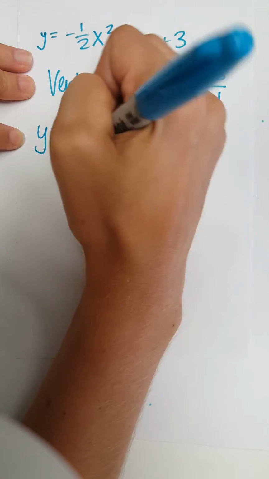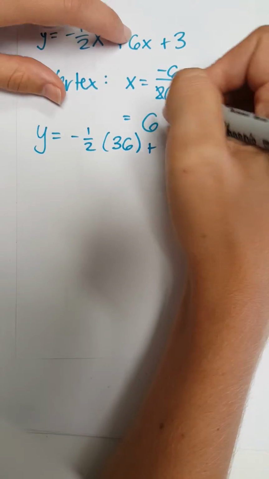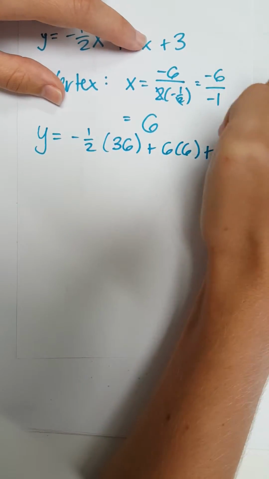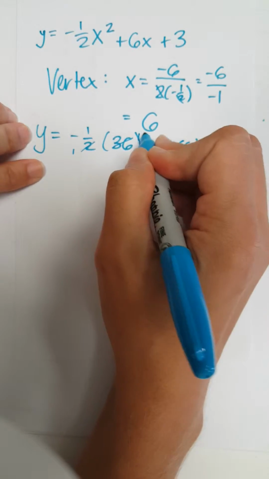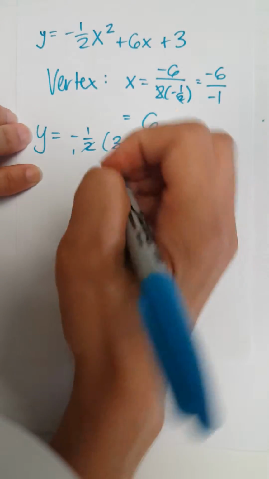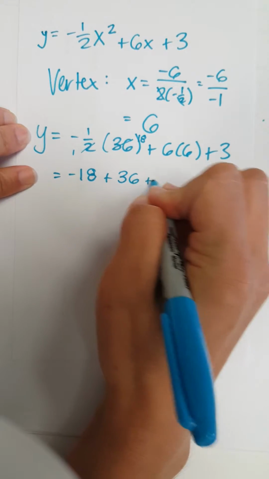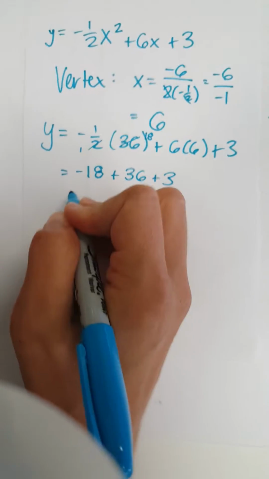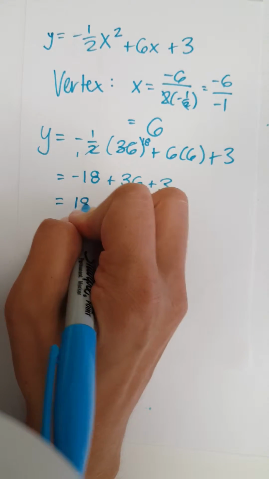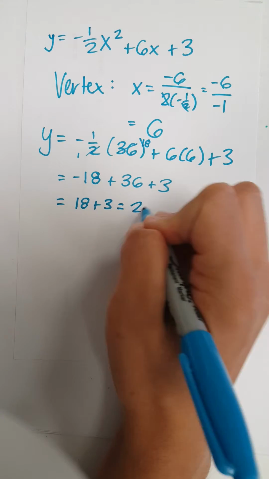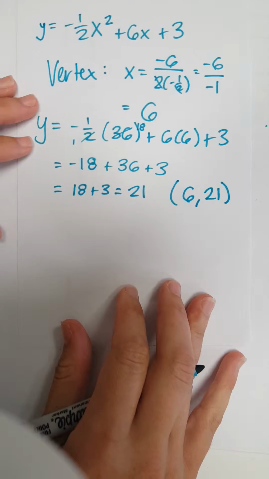Y equals -½ times 6 squared, which is 36, plus 6 times 6 plus 3. So this is going to cancel out to become 18. So -1 times 18 is going to give me -18. 6 times 6 is 36, plus 3. -18 plus 36 is +18, plus 3 equals 21. So my vertex is 6, 21. Oh, that's big.